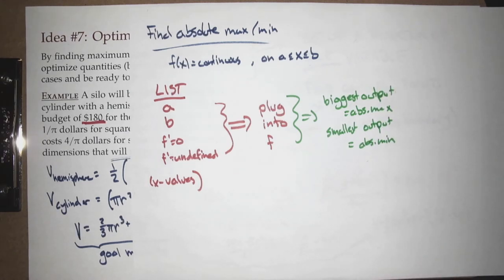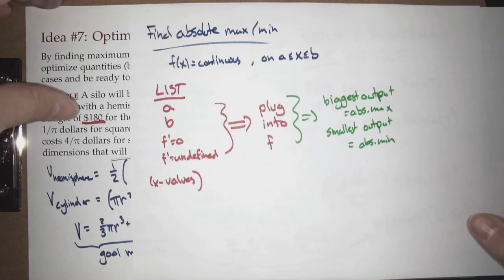All right, so again, it's an optimization thing. It's about finding the max or finding the min. All right. So any questions about optimization or finding absolute max, absolute min type questions? All right. Cool. Well, in that case, let's talk about our next topic.